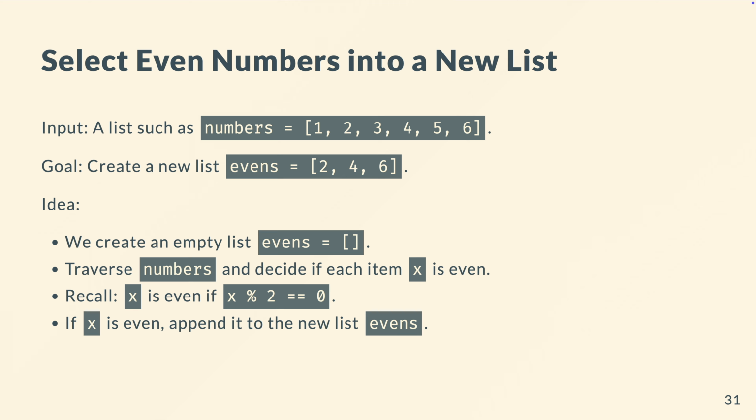x is a list item. x is even if x modulo 2 is equal to 0. If x is even, we append it to the evens list. Append means add it to the end of the list.